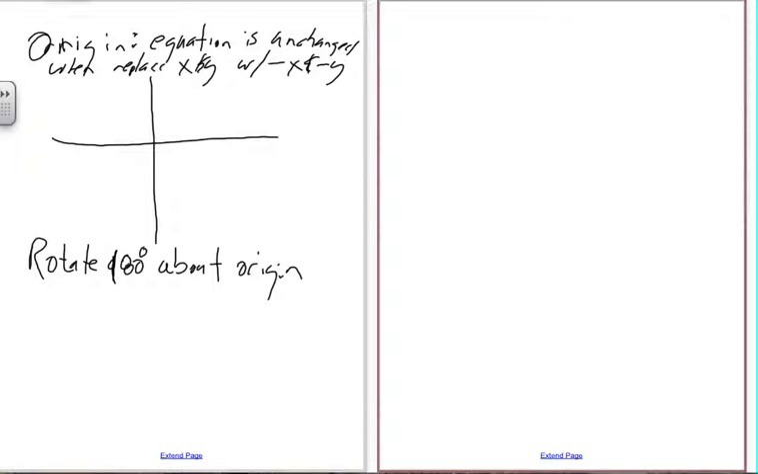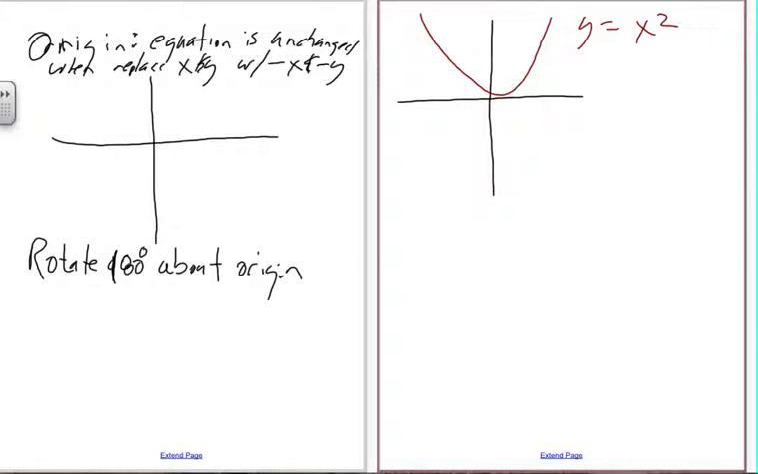And I'm going to use two examples. Here's my coordinate plane. You should be able to recognize both of these. This is y equals x squared. And this is y equals x cubed. Parent function of quadratic and the other one. Okay.